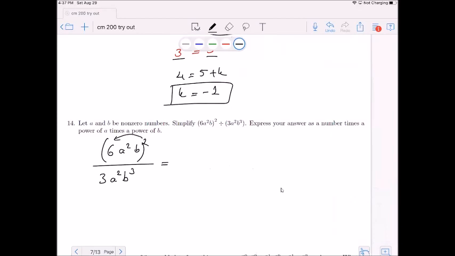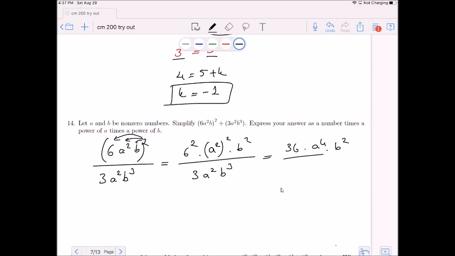Now the distribution law: 6 squared times (a squared) squared times b squared, divided by 3a squared b cubed, equals 6 squared is 36 times a to the power of 4 times b squared, divided by 3a squared b cubed. Now the same terms will be combined. 36 divided by 3 is 12, times a to the power of 4 divided by a squared is a squared, right? 4 minus 2, not 4 divided by 2. They are the same actually, but the formula is 4 minus 2. We subtract exponents. And b to the power of -1, which is 2 minus 3.